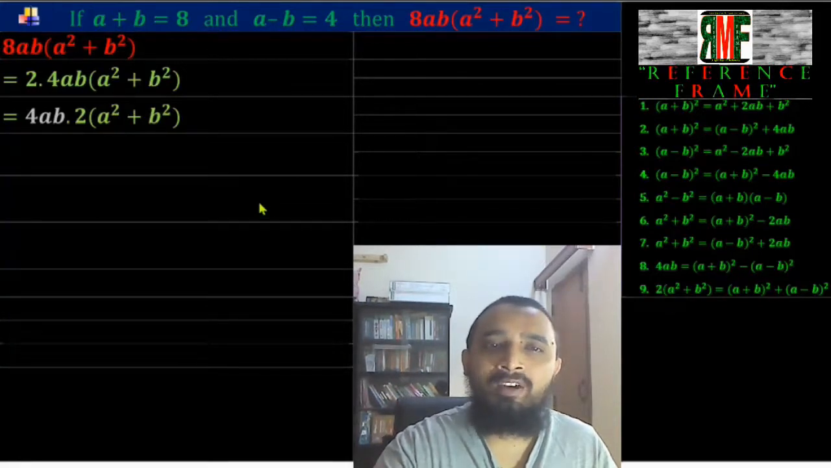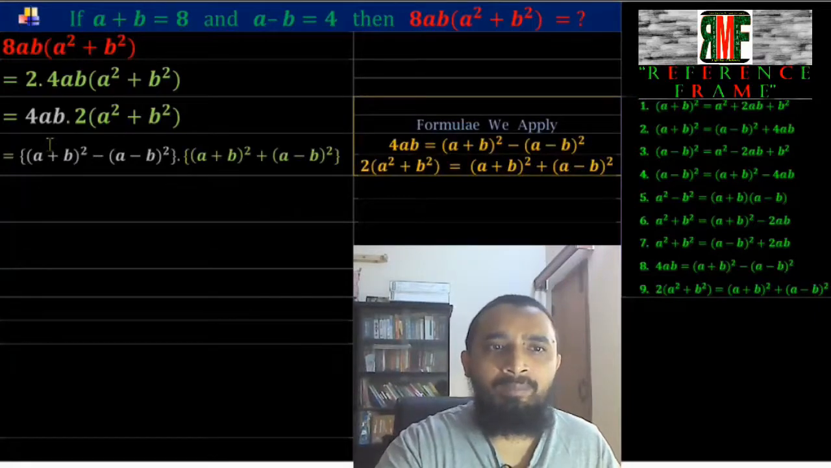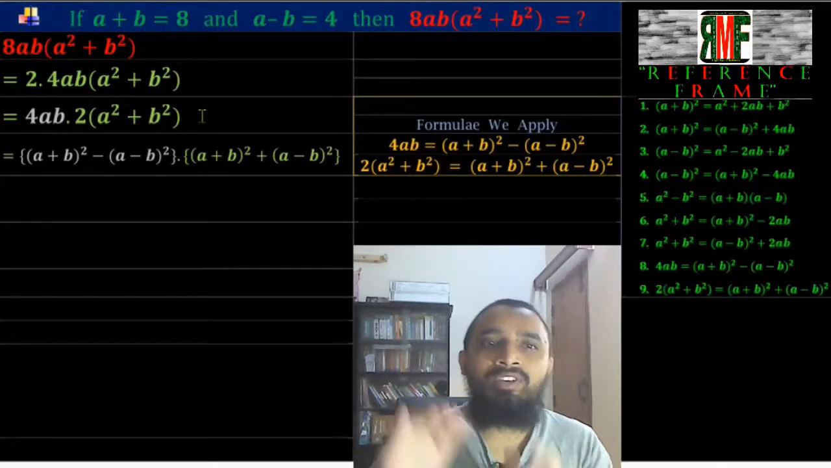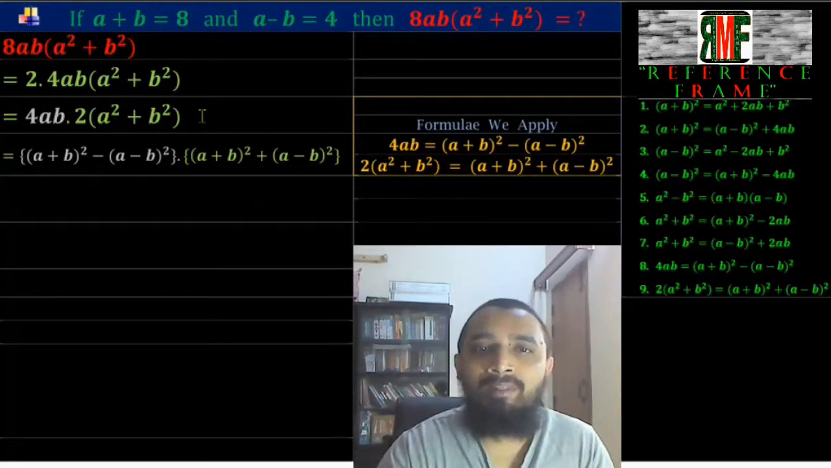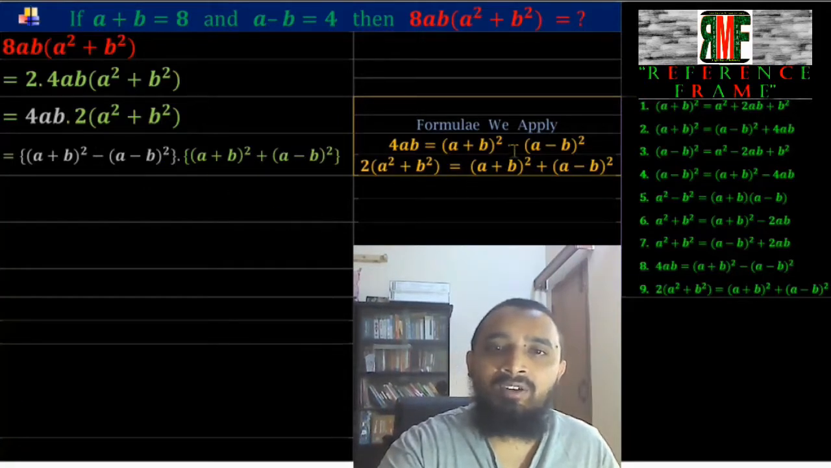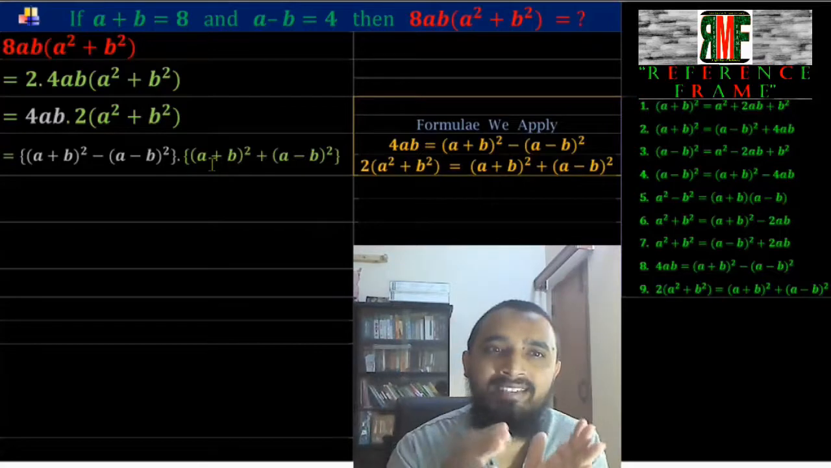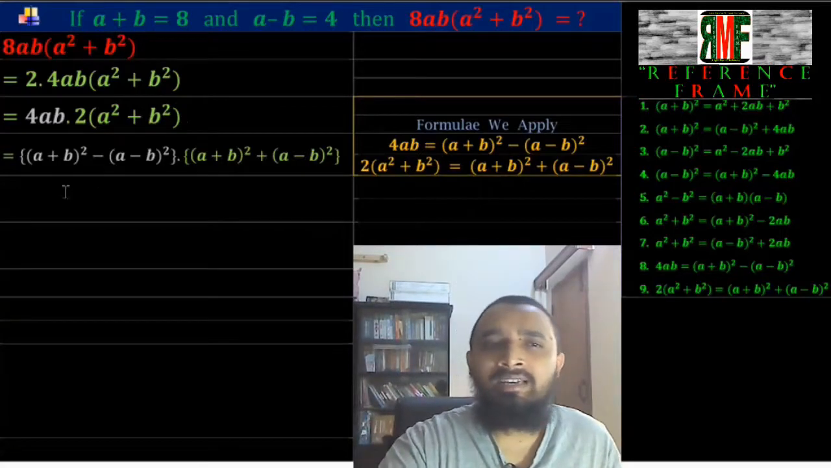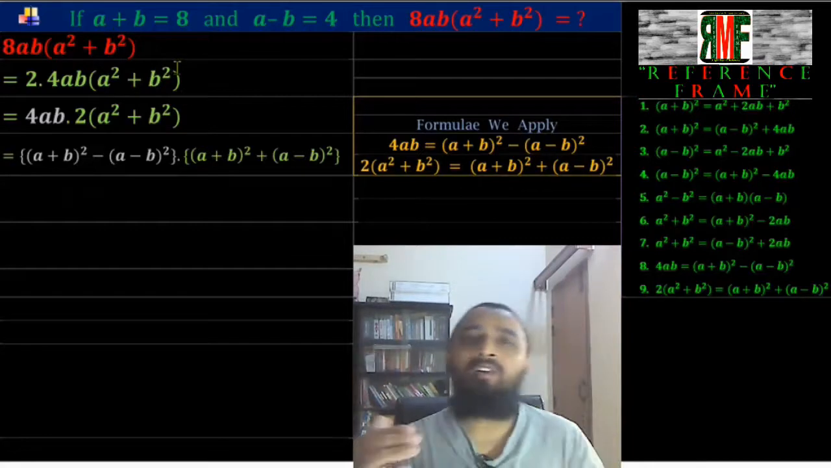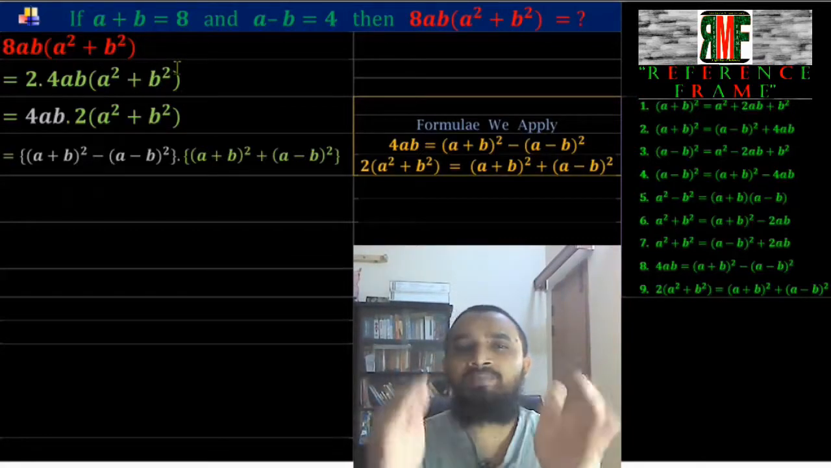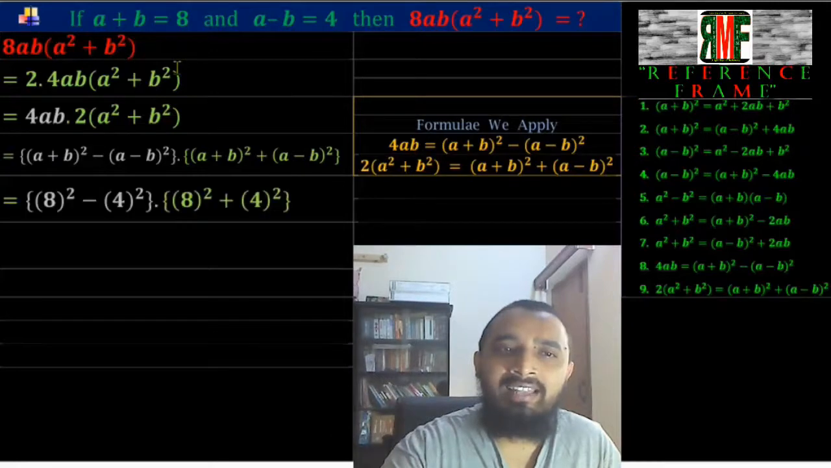Now just apply the corollary. Instead of the white part, 4ab, we write a plus b whole square minus a minus b whole square, into, instead of the light green portion, a plus b whole square plus a minus b whole square. The side note is given on the right, the corollary we apply here. Now all we need to do is put down the values. This makes our problem easier. The value of a plus b is given as 8, and the value of a minus b is given as 4.